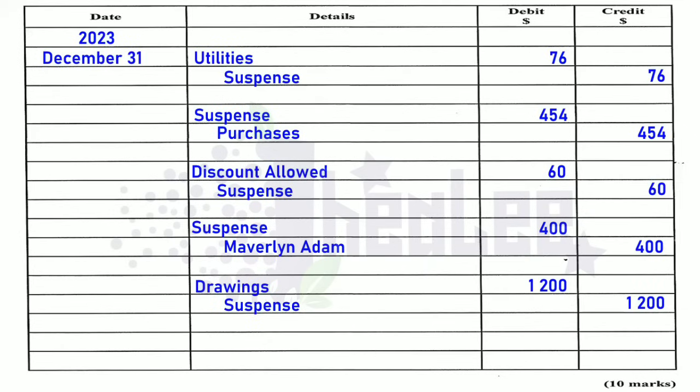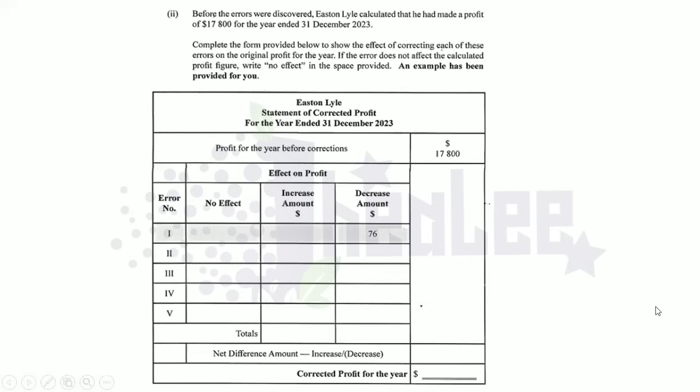Now, the question is, if you increase your expense, if you have more expenses to pay out, what effect does that have on your profit? The more expense you have, the less profit you're generating. So it therefore means that the increase in the expense of $76 will decrease your profit. That will decrease your profit by $76. And that is the first item that the examiners would have done for you and given to you as an example.